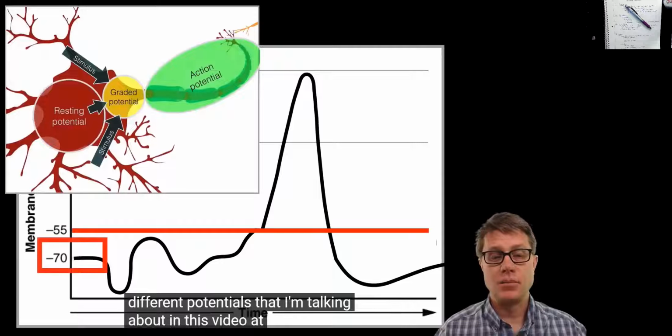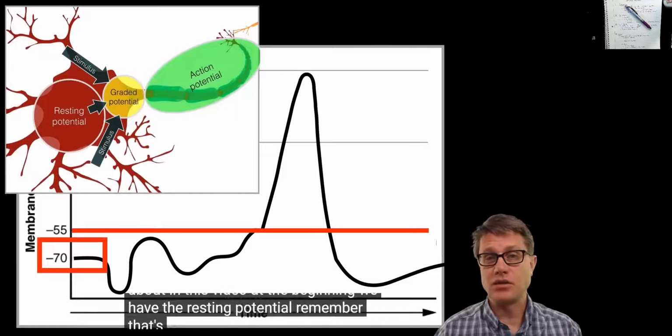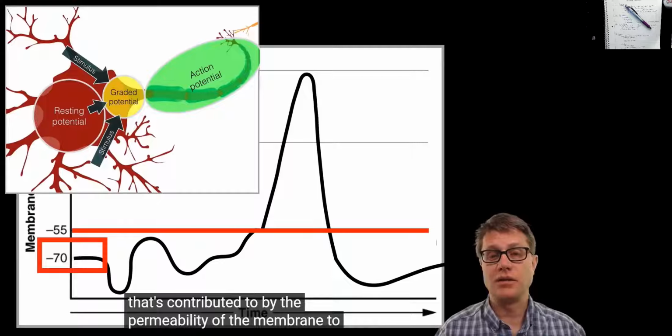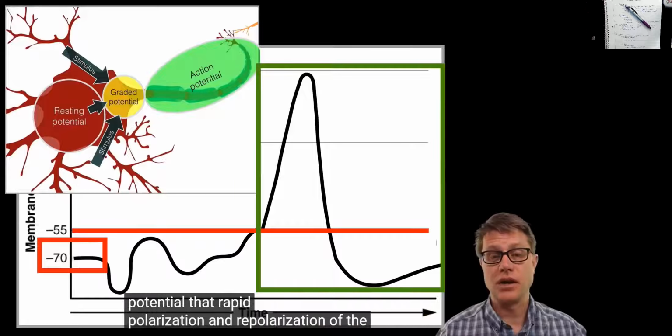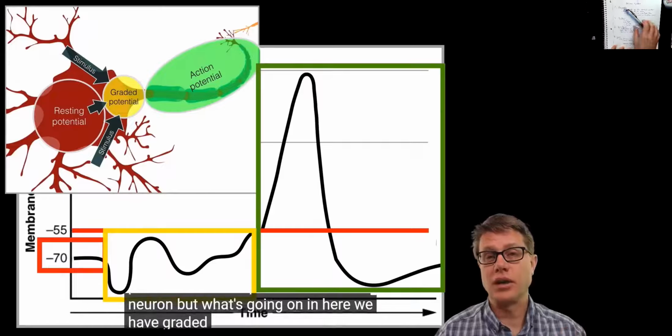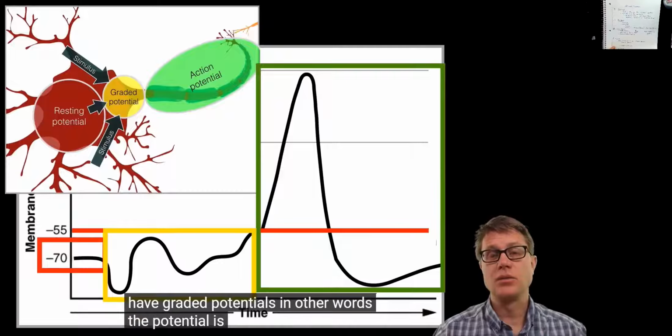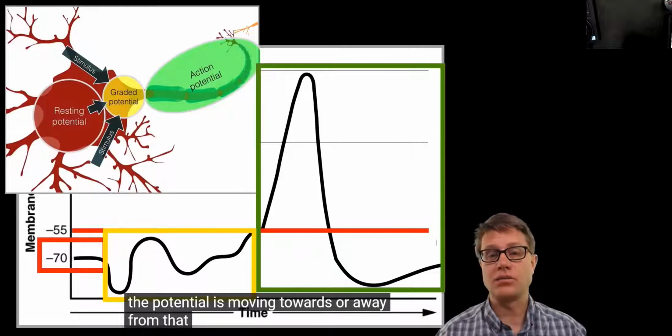Now, in this diagram right here, we have the three different potentials that I'm talking about in this video. At the beginning, we have the resting potential. Remember, that's contributed to by the permeability of the membrane to different ions. We then have the action potential, that rapid depolarization and repolarization of the neuron. But what's going on in here, we have graded potentials. In other words, the potential is moving towards or away from that threshold.